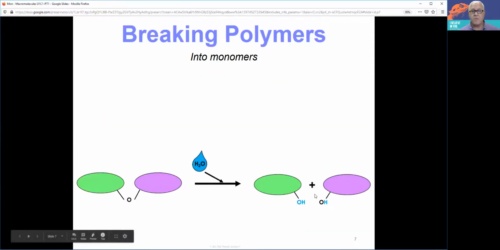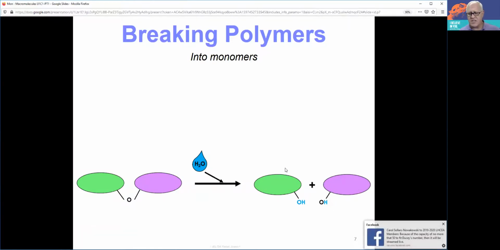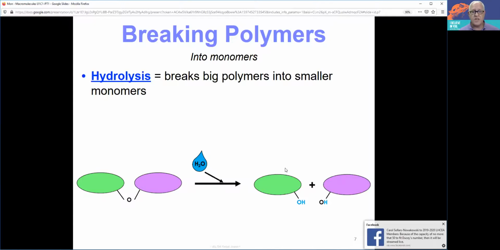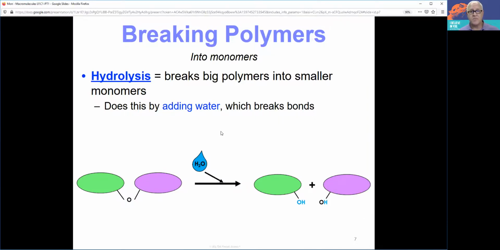Now you can break polymers back out into monomers, just like you can take apart a sentence, just like you can take apart a brick wall. This happens through a process known as hydrolysis, and it breaks the big polymers into smaller monomers. It does this by adding water, which actually gets in there and breaks the bond. Remember, that water molecule is very special. It can bring things together and it can break things apart because the water molecule is actually quite strong.